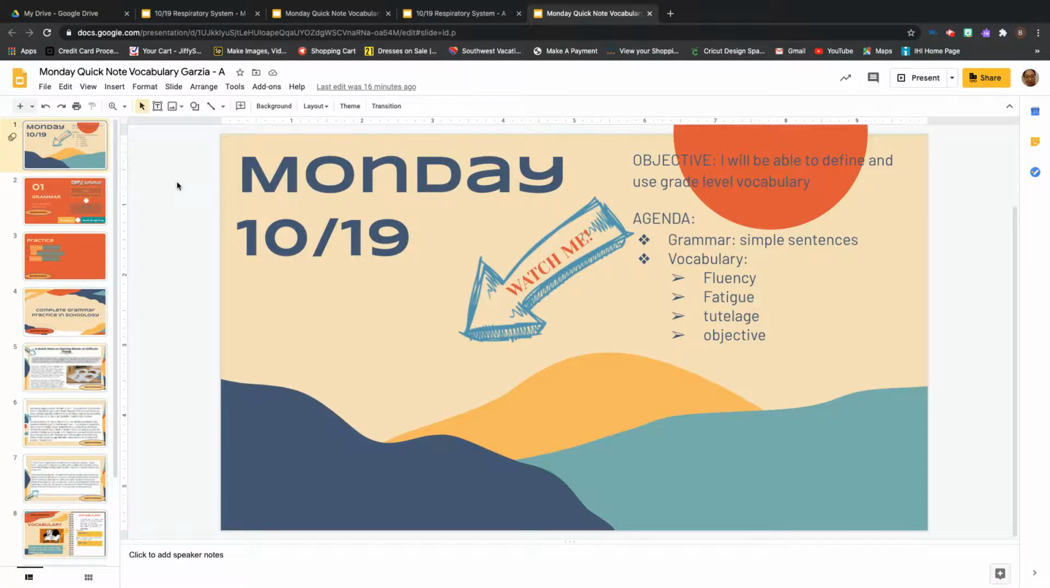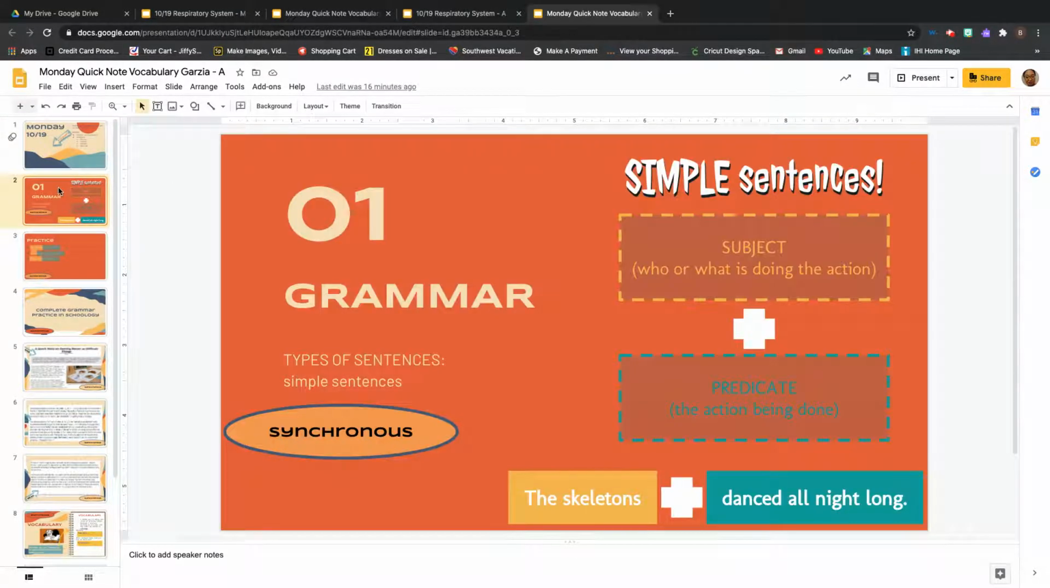So let's get started. First things first, what is a simple sentence? A simple sentence has a subject, which is who or what is doing something or the action, and then it has a predicate, which is the action being done. So the example given, and we're using colors to match up: the skeletons danced all night. The skeletons is the who, so our subject, and then what did they do? They danced all night. That's our predicate. So remember, subject is the who or what is doing whatever, and then the predicate is the action being done.